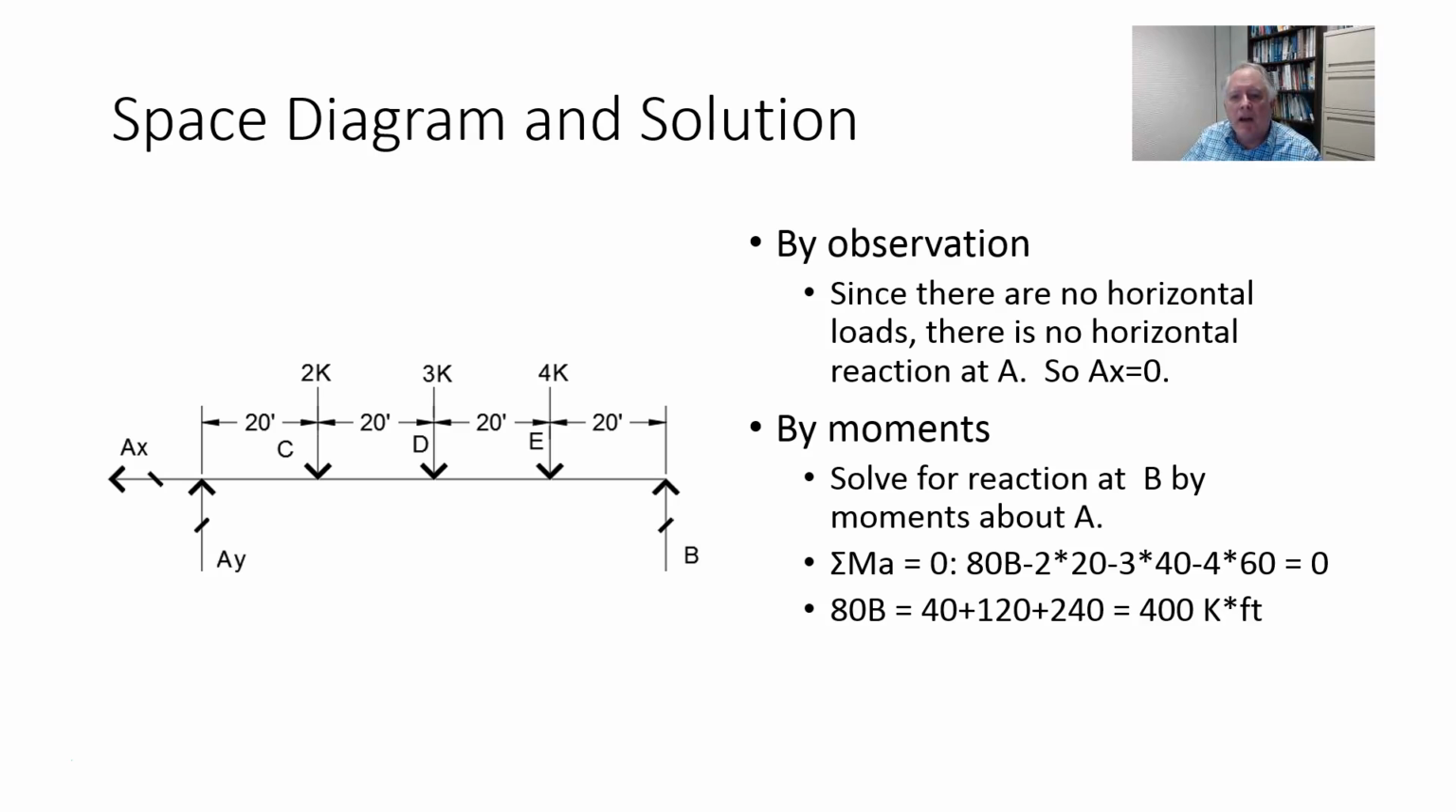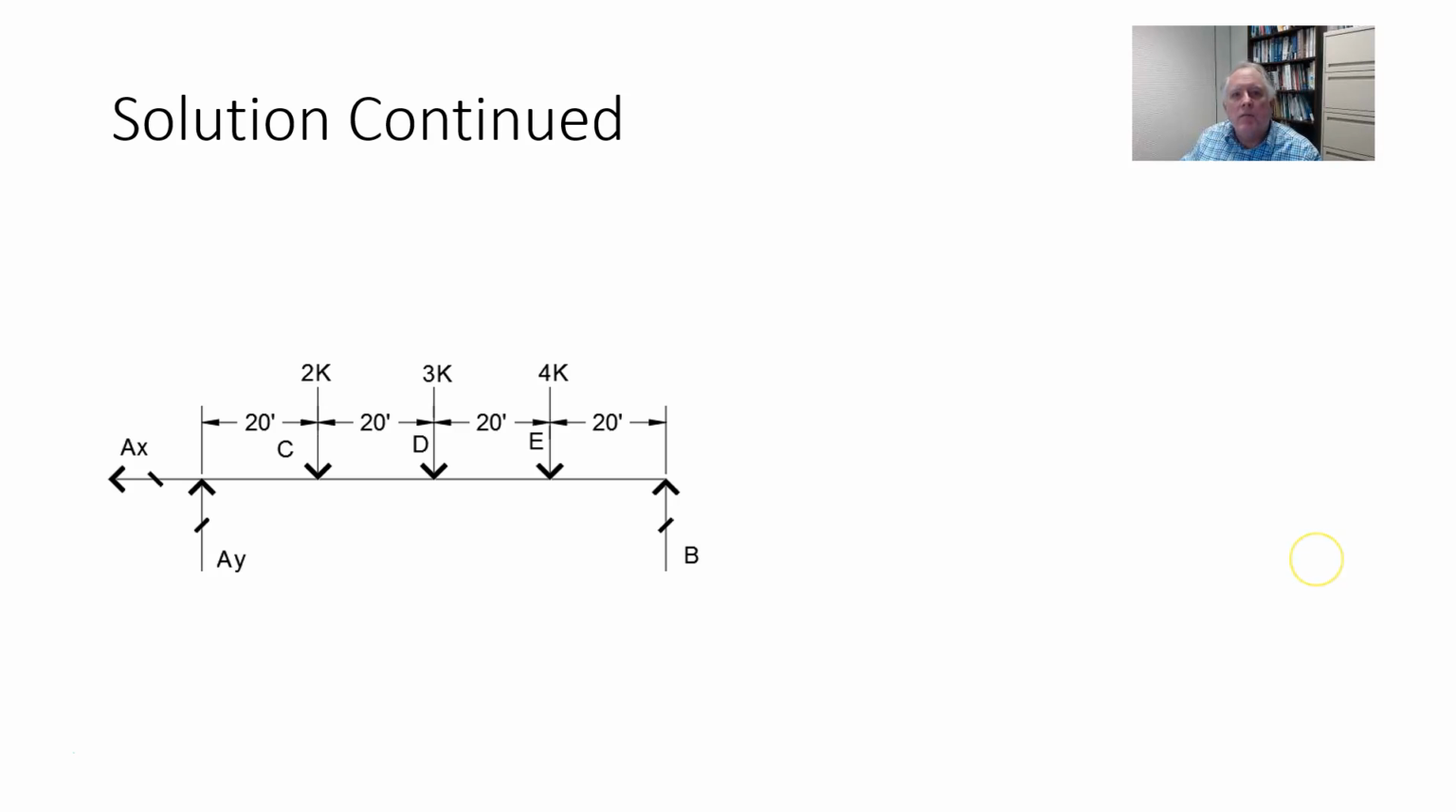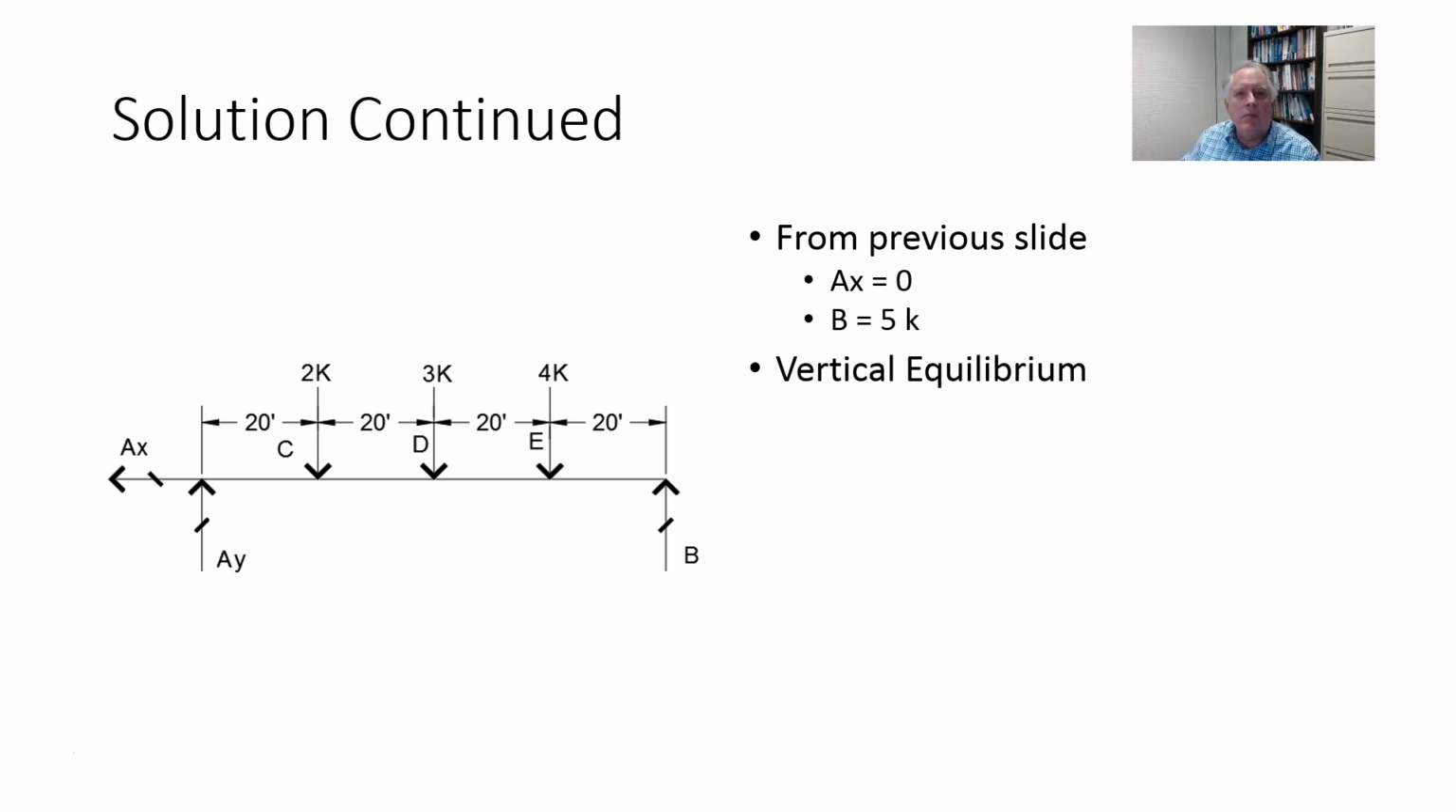Summing and simplifying, we've got 80B on one side equals a sum of numbers on the other side. Each of those terms is the product of a force times a perpendicular distance, so the resulting unit should be kips times feet, 400 kip-feet. Simplifying that gives you B is equal to 5 kips. Okay, so we're going to continue. From the previous slide, we know a few things. We're missing what AY is, so let's solve that by vertical equilibrium.